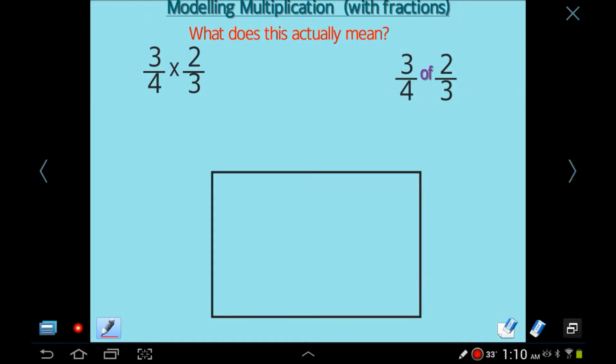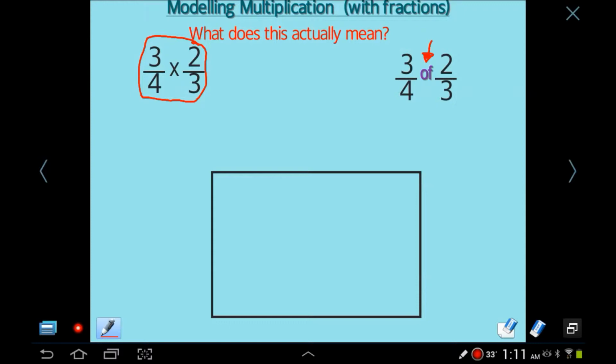Okay, let's go ahead and get right into our first example here. What we have is a typical multiplication problem with fractions. 3/4 times 2/3. And another way to think of multiplication is by thinking of it as the word "of." 3/4 of 2/3. What does 3/4 of 2/3 look like? That's what we're going to be doing in our model.